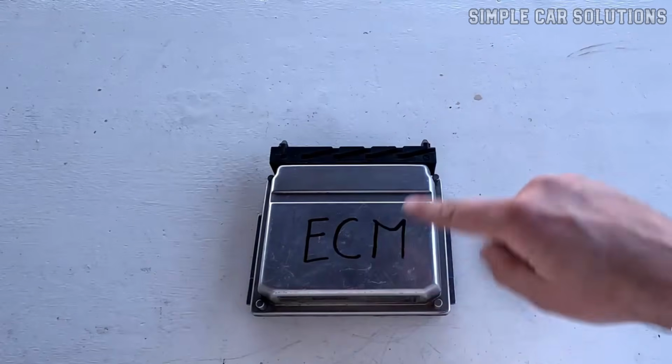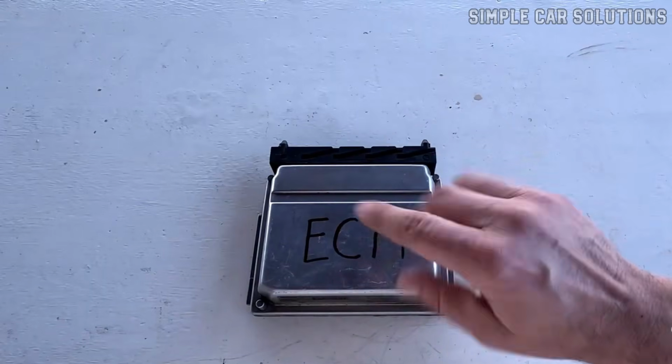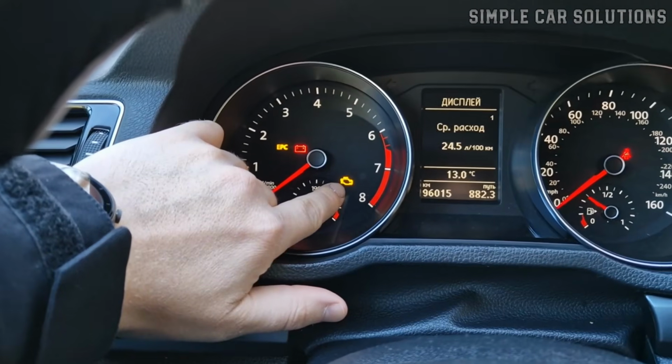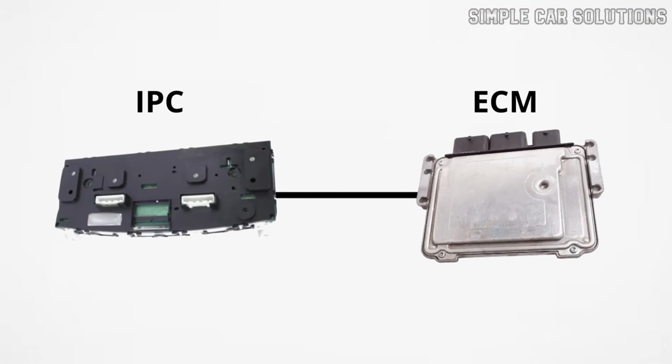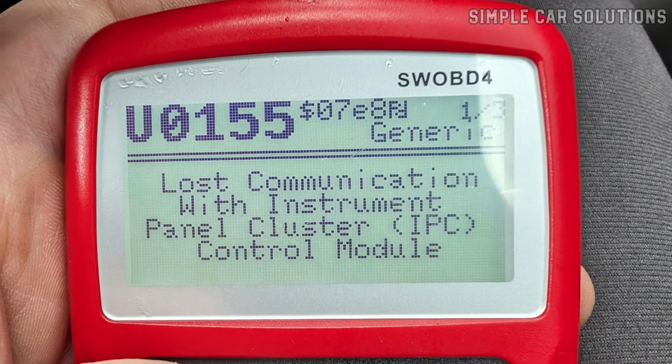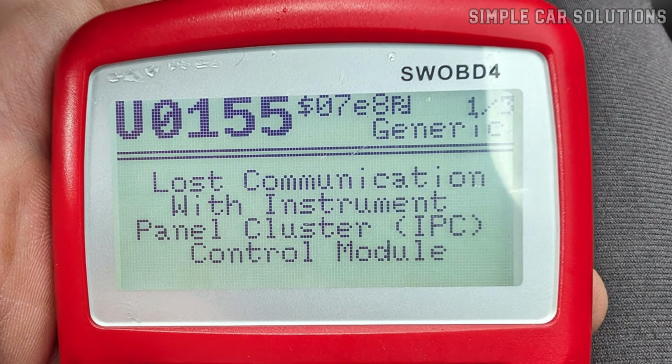Think of it this way. If your ECM detects a problem with an oxygen sensor, it normally sends a digital message to the IPC to turn on the check engine light. But if that communication line is down, the message never gets through, and the system triggers the U0155 code instead.